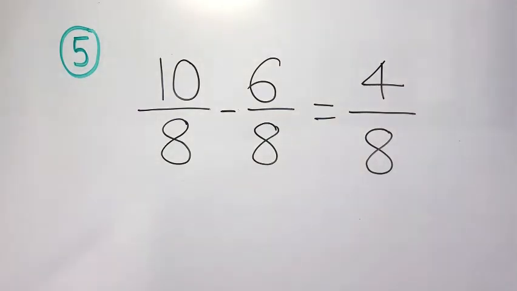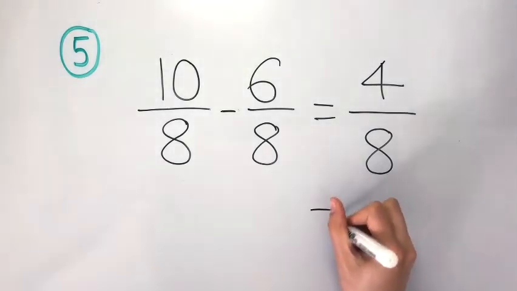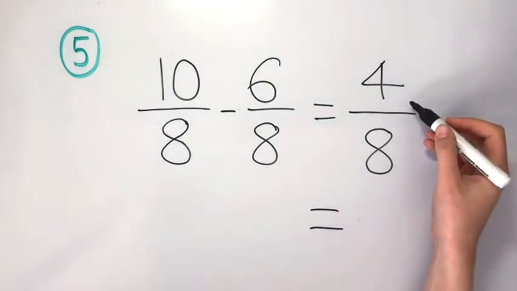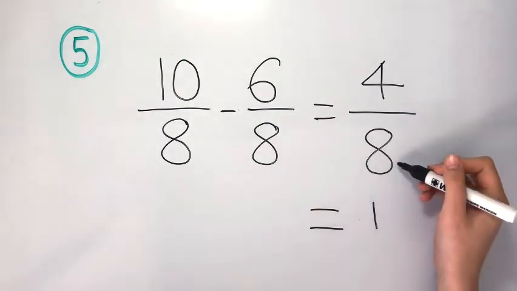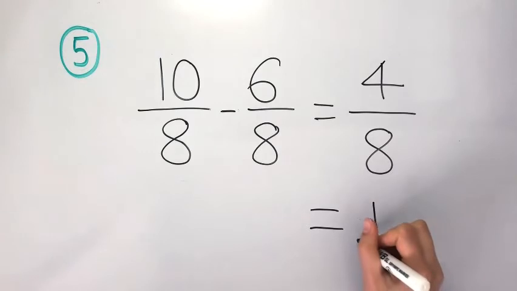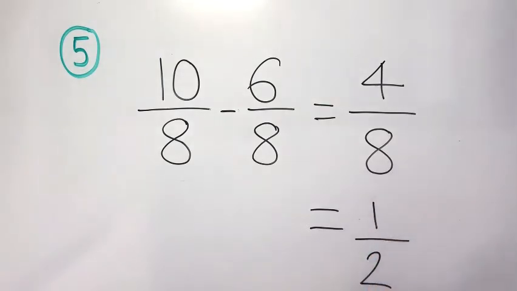4/8. Now, that's not the end. The fraction can be simplified. We can divide the top number and the bottom number by 4. 4 divided by 4 gives us 1. 8 divided by 4 gives us 2. So our answer is a half.